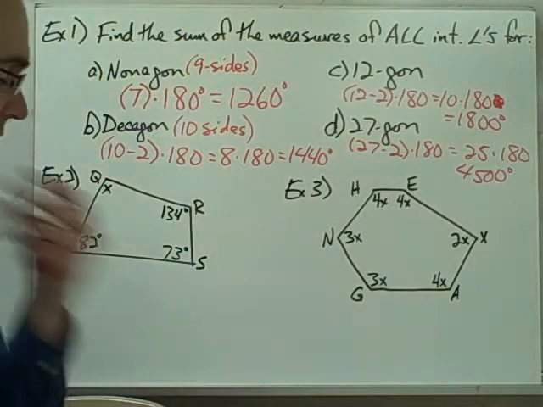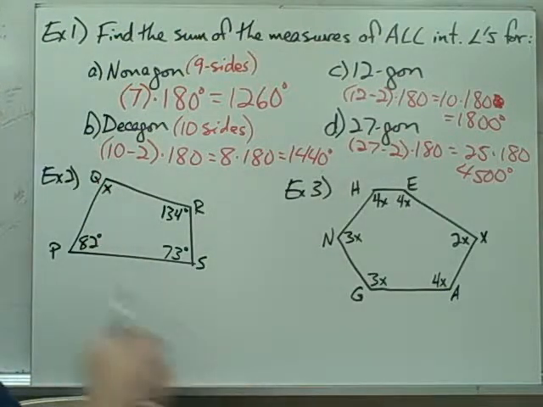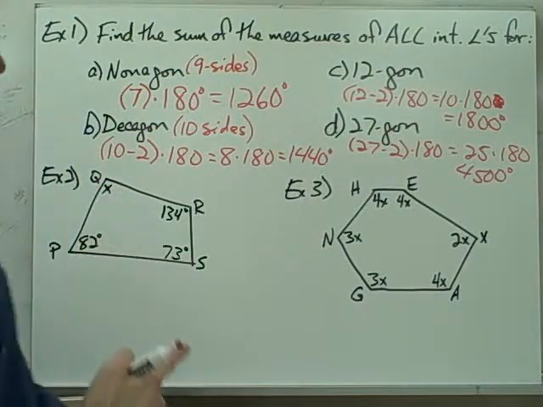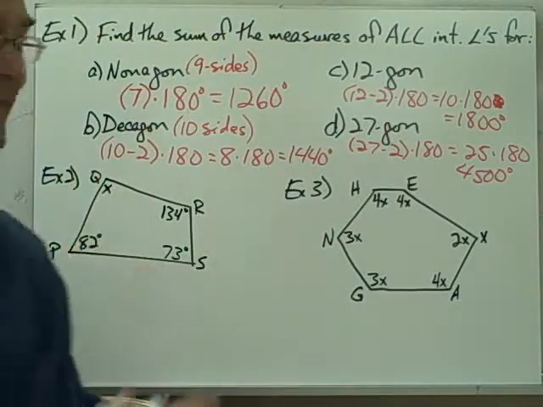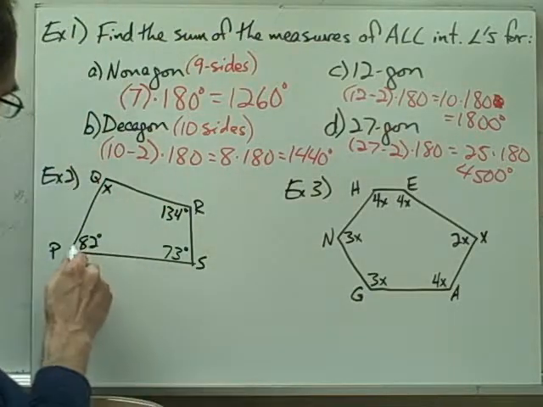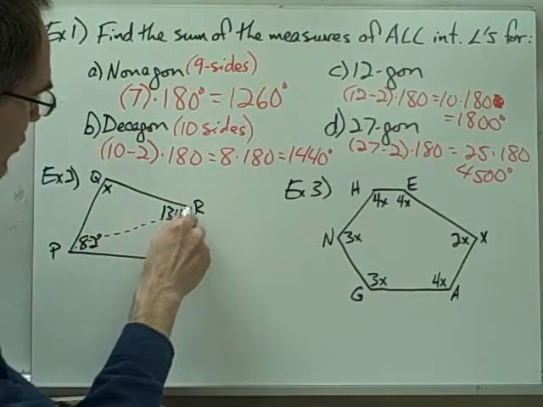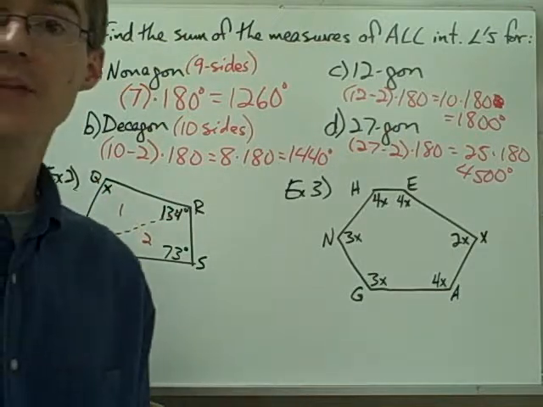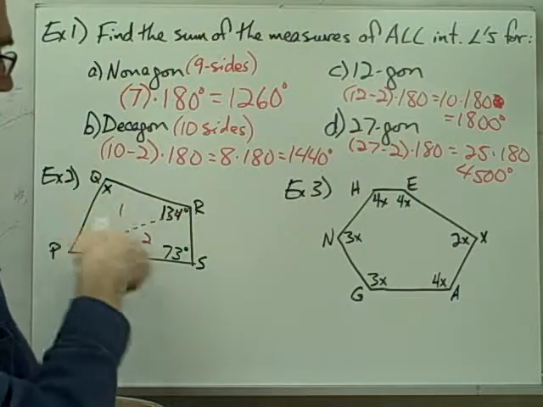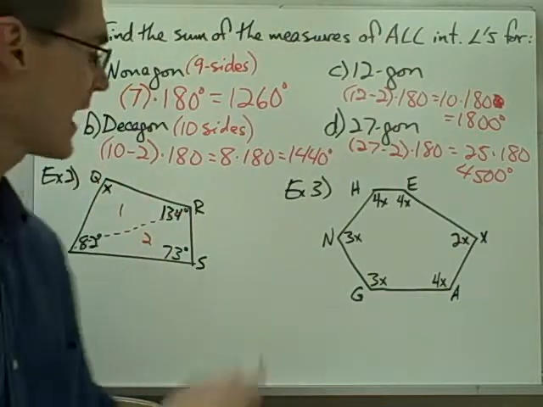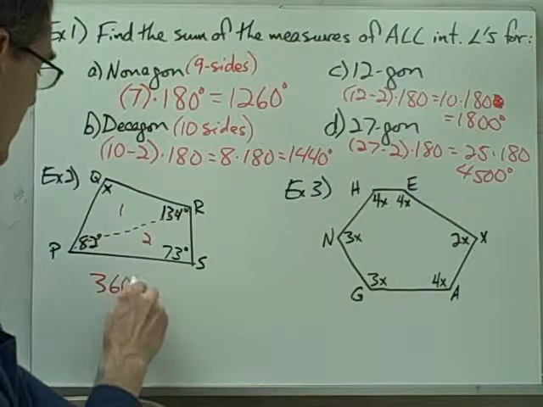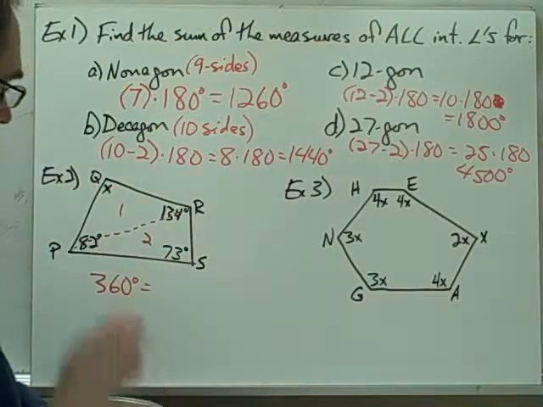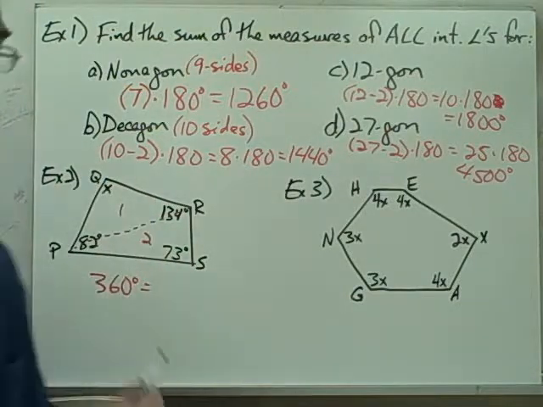Now, example number 2, I've got a quadrilateral, PQRS, and I'm asked to find the value of x. Well, I can take what I know about quadrilaterals, and in particular I can take what I know about the sum of the interior angles of a quadrilateral. Remember that for a quadrilateral you can divide that into 2 triangles, and if you add up the sum of the interior angles of those 2 triangles, I remember that the total interior angles in a quadrilateral is going to be 360 degrees. So 360 degrees equals the sum of all 4 of these interior angles. So I can just add these up and set up an equation that I can solve.